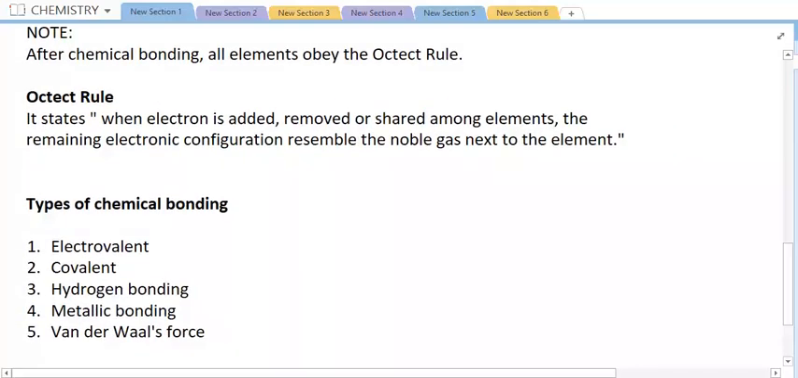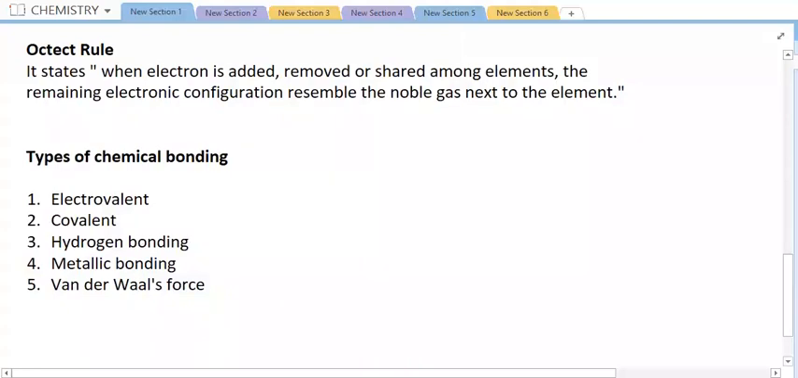What are now the types of chemical bonding? The types of chemical bonding are electrovalent, covalent, hydrogen bonding, metallic bonding, and van der Waals force. In my next video class, we will take all these types of chemical bonding one after the other and treat them. The first would be electrovalent. So we'll be treating electrovalent in my next video class.